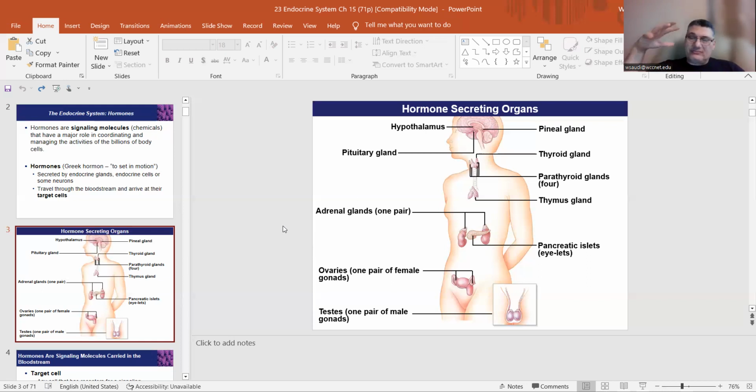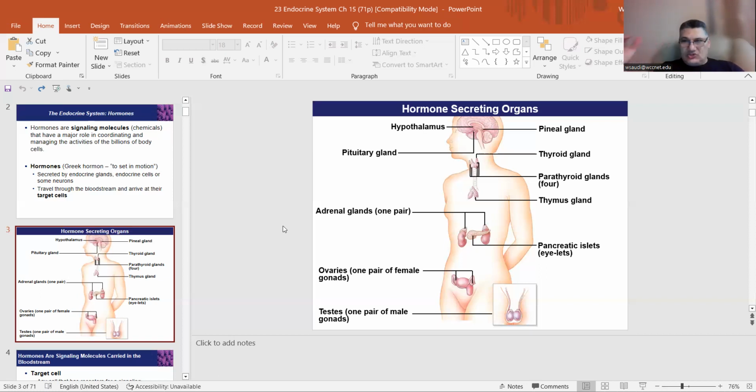Ad means above. Supra also means above. Renal means kidney, renal. So ad is a prefix. Supra is a prefix. Both of them mean above. I hope you guys are collecting these prefixes and suffixes. It will help you a lot in the next classes.